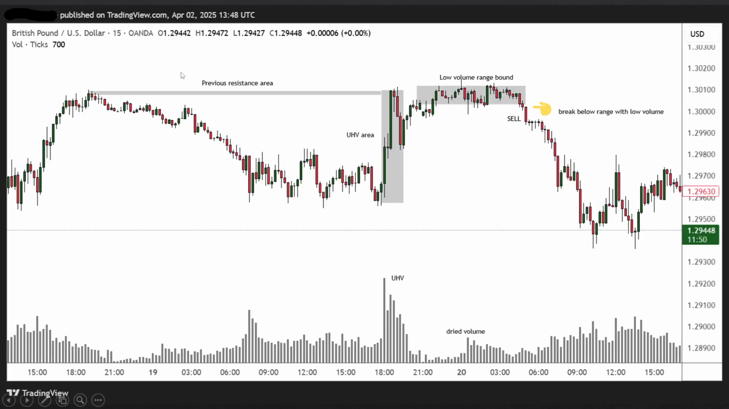Again, British pound 15-minute chart, there's a resistance on the left side. Market starts going up, and the market has ultra high volume on all buy candles, 1, 2, 3, 4, 5, on all 5 buy candles. Then market starts going down with a low volume.